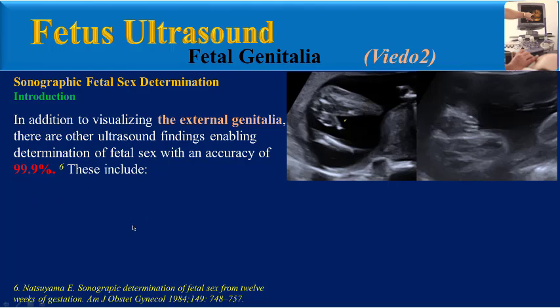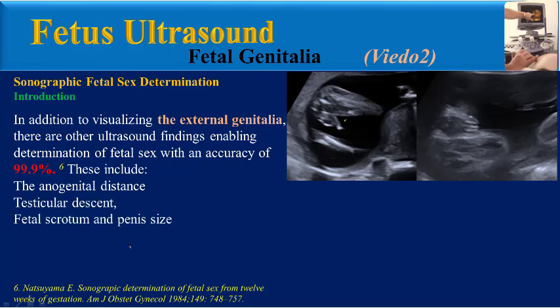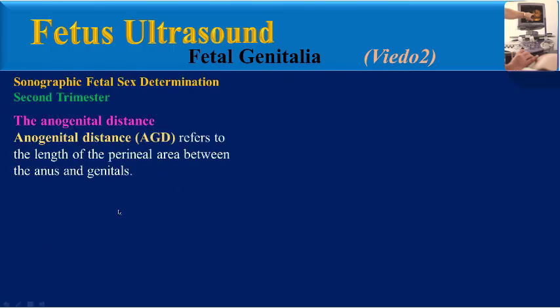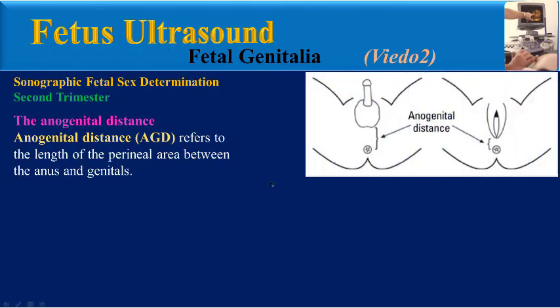These include the anogenital distance, testicular descent, fetal scrotum and penile size, and fetal retrovesical interspace. At first, the anogenital distance. Anogenital distance refers to the length of the perineal area between the anus and genitals.